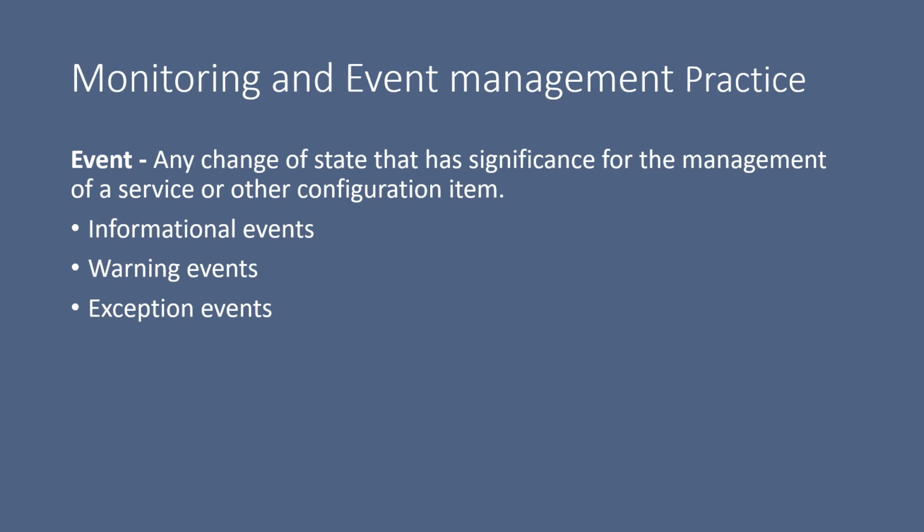Warning events, which allow action to be taken before any negative impact is actually experienced by the business. For example, toner of a printer almost being empty. Exception events, which indicate that a breach to an established norm has been identified and require action, even though business impact may not yet have been experienced. For example, a redundant component stopped functioning.